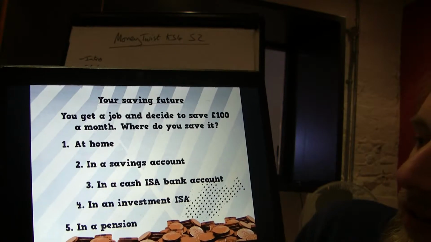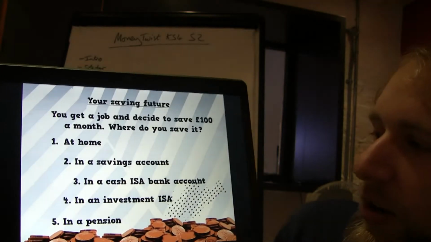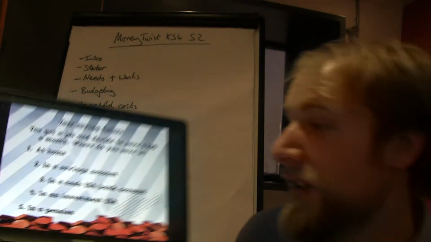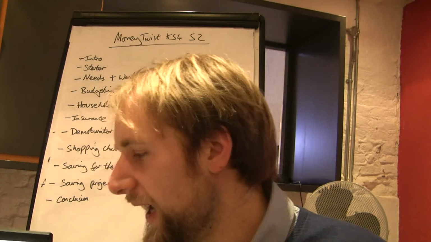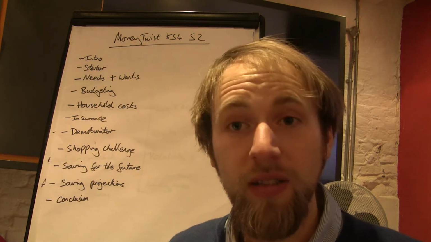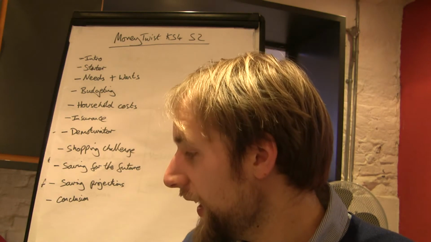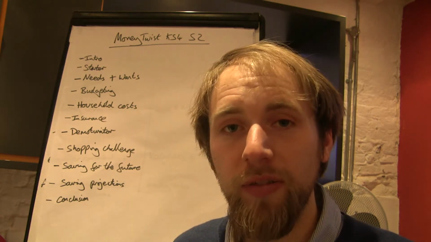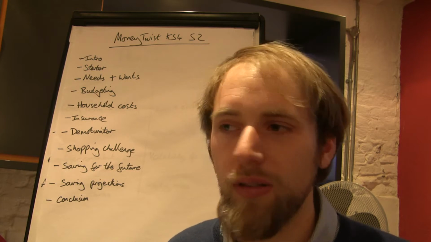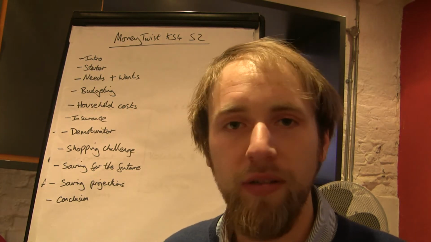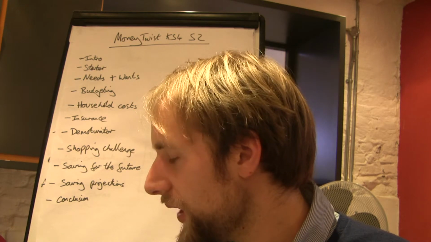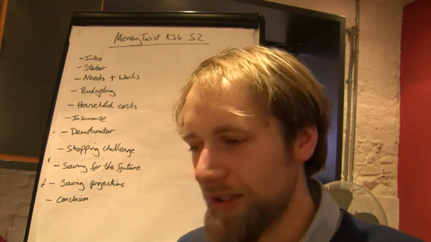And so you give the young people 5 options: at home, in a savings account, in a cash ISA bank account, in an investment ISA, or in a pension. Hopefully these are places that they may have already thought about in the discussion. But just ask them: right, if you're going to save £100 a month, where would you save it? Maybe just take a quick vote, hands up, or you could even do a quick kinesthetic moving around if you felt the students need it. So, where we then want to go is, see what they think.